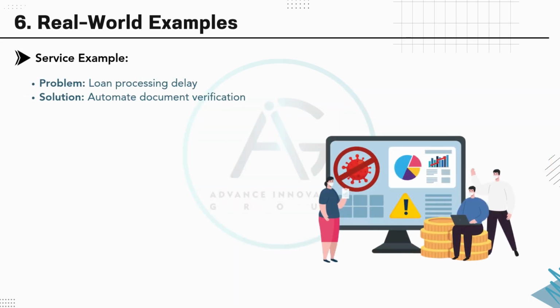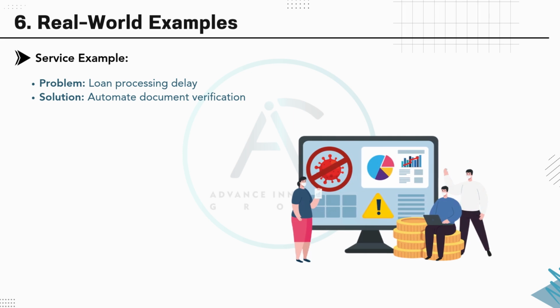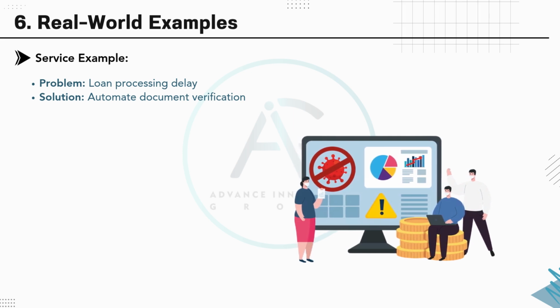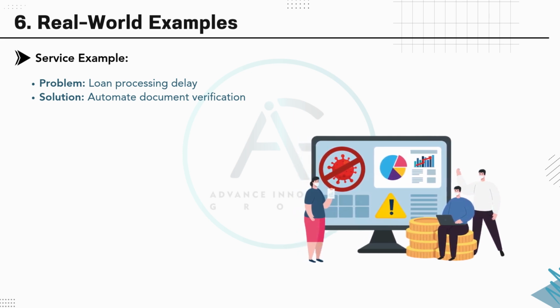In a service context, the issue was delays in loan processing. The root cause? Manual document checks. The solution was to automate document verification. This sped up processing time, reduced errors, and improved customer satisfaction.